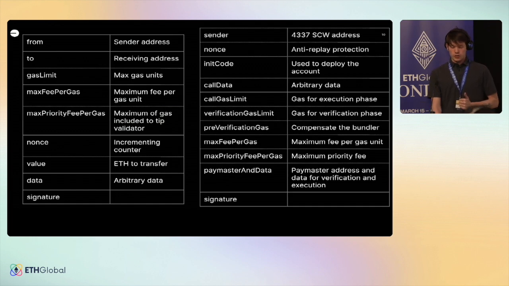So, high level, a real quick comparison. On the left is a transaction that you're used to today. You'll notice you have your 1559 priority fees, nonce value, that's all the same.